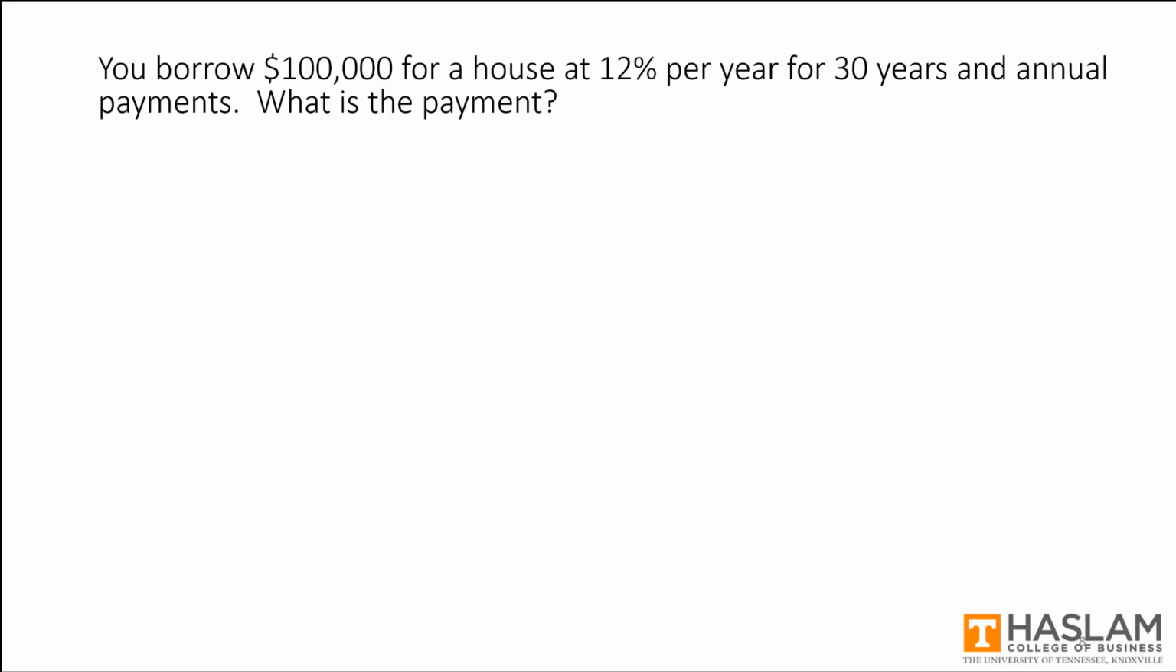The second example is a loan. So here you're going to borrow $100,000 for a house. Your interest rate is going to be 12% per year, and the term of your loan is 30 years. So we'll keep annual payments here for simplicity, but know that in reality, a mortgage is typically done with monthly payments.